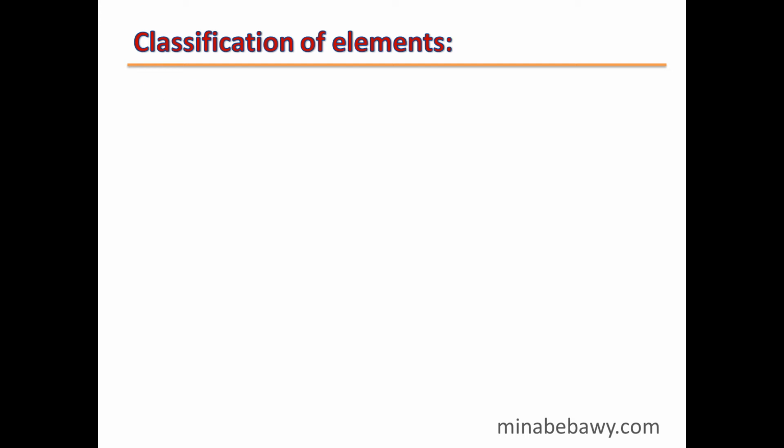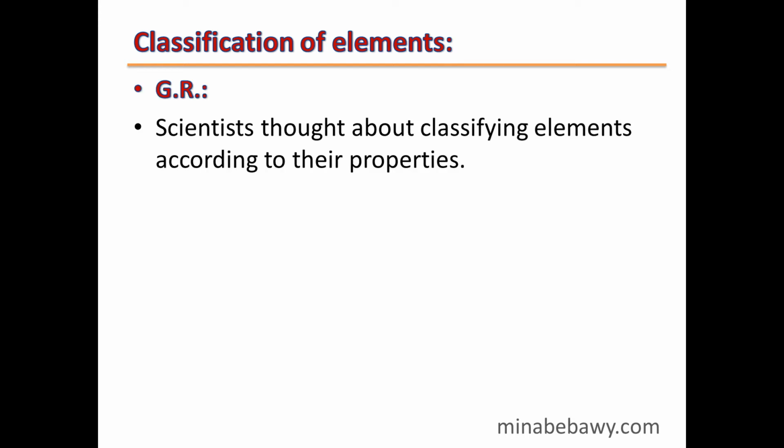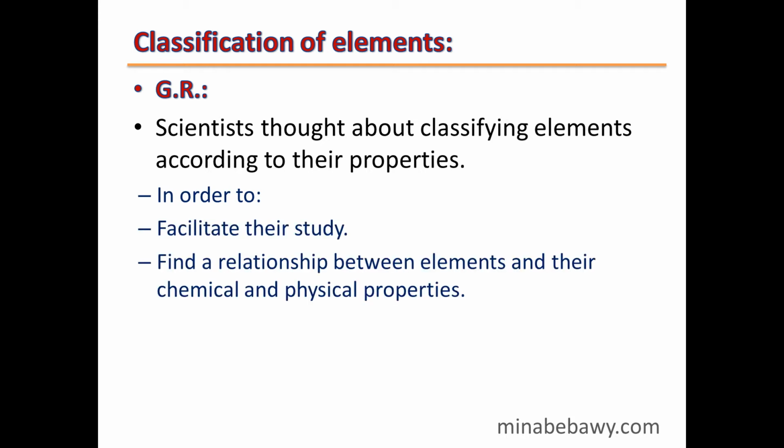Classification of elements. Give reasons for. Scientists thought about classifying elements according to their properties in order to, number 1, facilitate their study. Number 2, to find a relationship between elements and their chemical and physical properties.